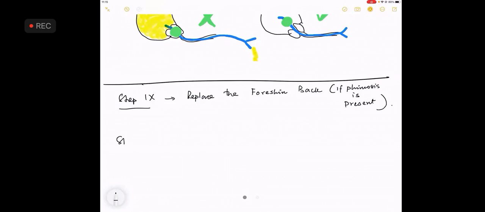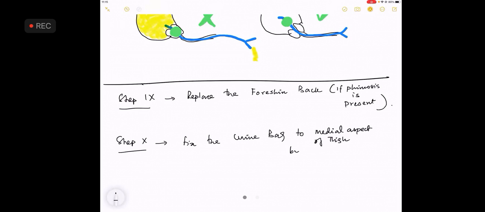And finally, step 10. Remember, fix the urine collecting bag to the medial aspect of the thigh by a tape, so that the bag doesn't get hanging around. So it is important that you attach the bag with the tape to this part. Okay?